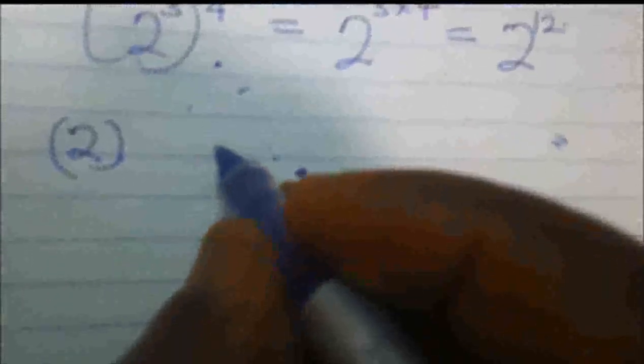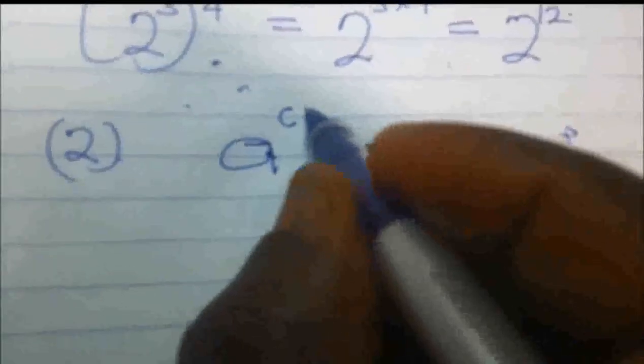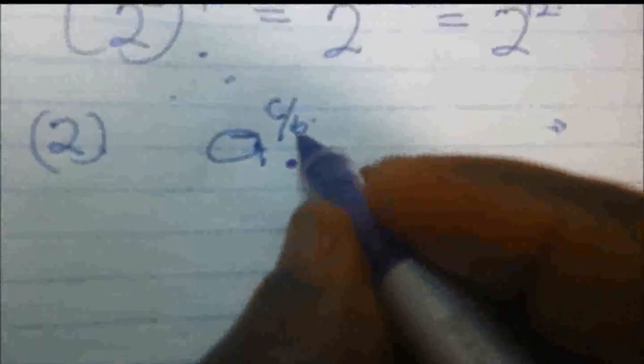Then the second law, in this case, is when we have an index that has to do with fractional values. That is, when we have a number like a raised to the power of c over b. The c is the numerator, while the b is the denominator. This b represents a root value of a. For example, we have a raised to the power of 2 over 3.